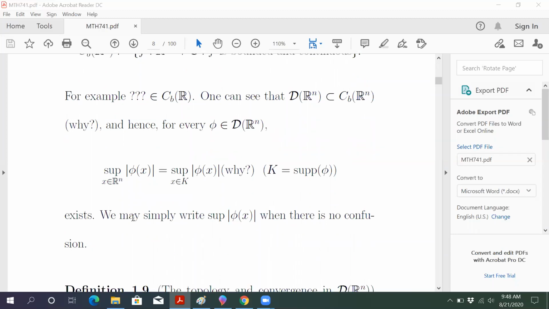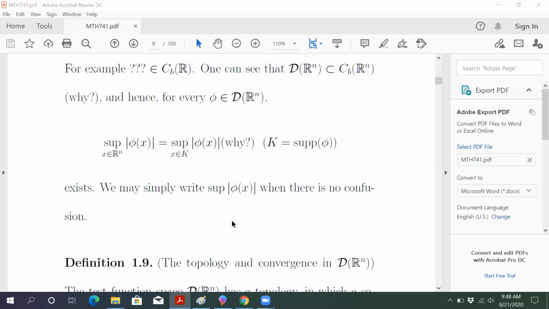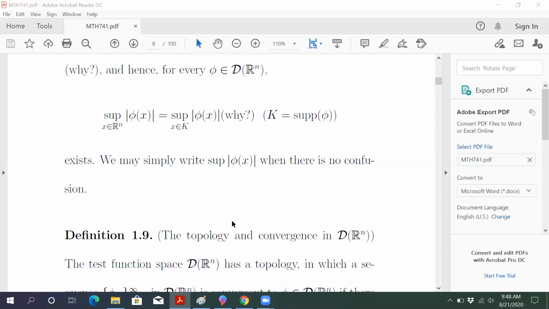So here you can see I mentioned, we may write simply sup of the absolute value of phi(x) when there is no confusion. Okay. So please make a note if you would like to.